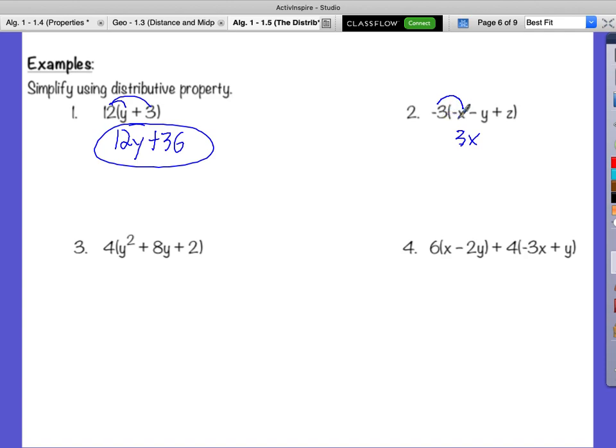Now, since we already multiplied negative, is it still a negative 3 as we multiply negative y? Okay? So negative 3 times negative y ends up being what? Positive 3y. Okay? I heard some people getting confused with this. This is a z, not a 2. So it's negative 3 times positive z. Negative 3z.